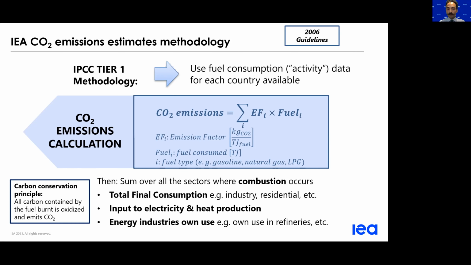It's important to note that this Tier 1 method follows a carbon conservation principle. That means that all the carbon contained in the fuel is considered to be oxidized and emitting CO2. Again, this is a demand side estimate. So we sum up all the total final consumption sectors plus the input to electricity and heat production and the energy industry's own use to come up with the national totals.